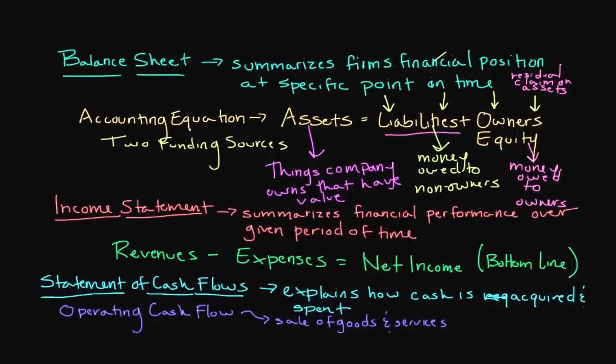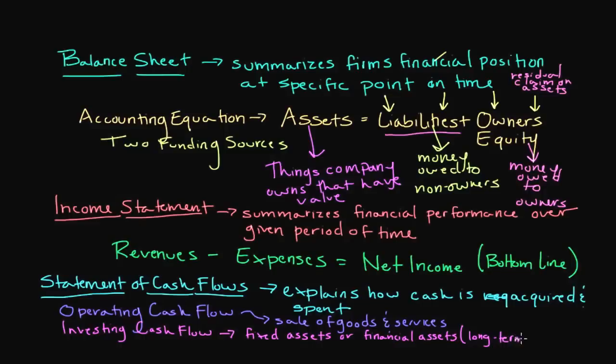Now the next category of cash is what we call investing cash flow. And investing cash flow is cash that's either received or spent related to fixed assets or maybe even financial assets that are going to be held for a long period of time. So obviously things like stocks, bonds, those types of things, as long as they're not going to be bought and sold within a very short period of time. So that could also constitute investing cash flow.